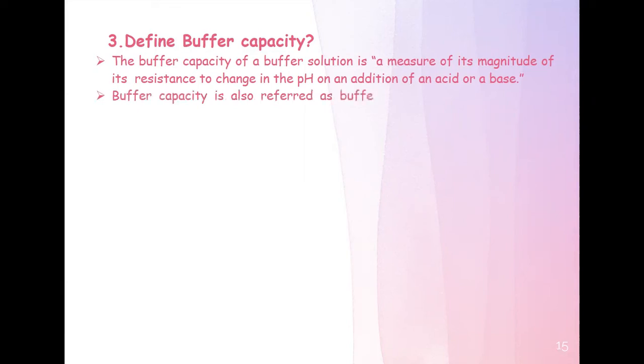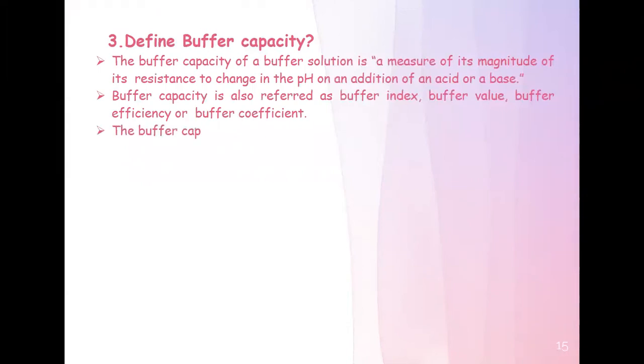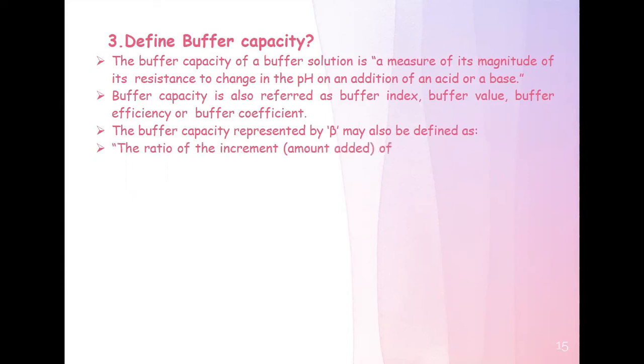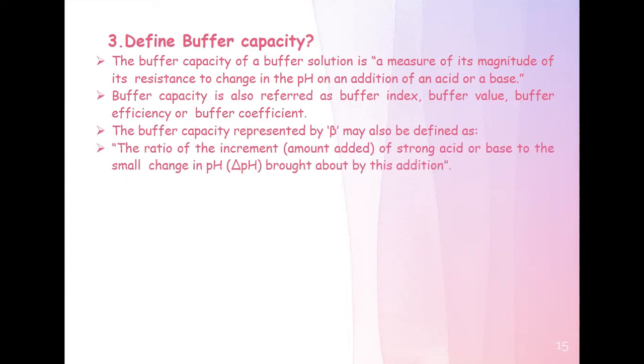Buffer capacity is also referred to as buffer index, buffer value, buffer efficiency or buffer coefficient. The buffer capacity represented by beta may also be defined as the ratio of the increment of strong acid or base to the small change in pH brought about by this addition. So the formula for the calculation of buffer capacity, that is beta, is equal to delta B divided by delta pH.